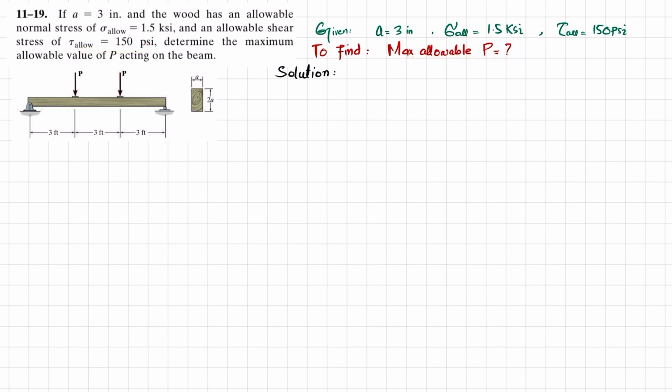So let's start with the solution. We know that maximum bending stress is equal to moment times C divided by I, and this moment is the maximum moment. Similarly, allowable shearing stress is equal to V times Q divided by I times T. So we need the maximum shear force and maximum bending moment, which we can find using the shear force and bending moment diagrams. We'll first draw those, and we will get the maximum moment and shear force.